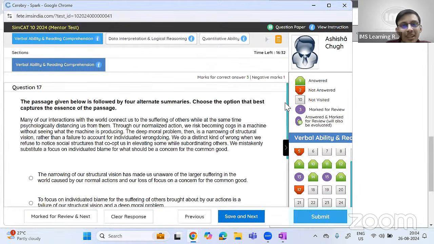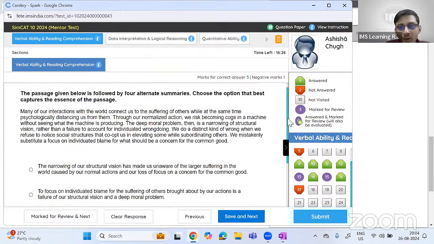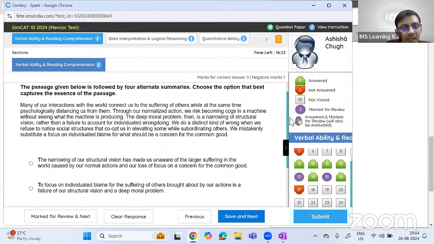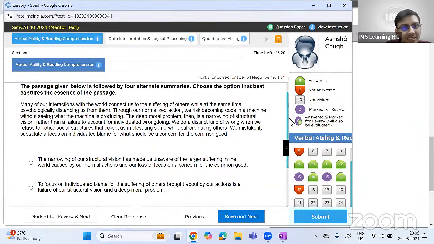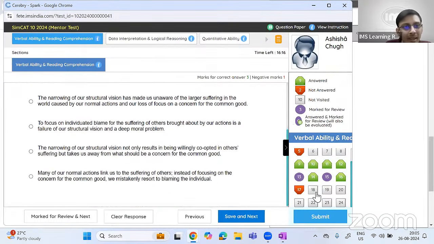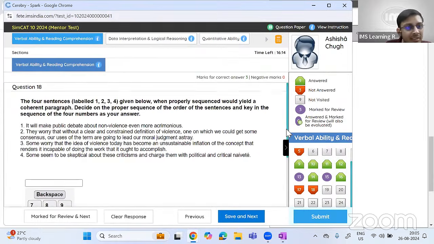See, normally I would attempt the fourth one, but of course I'm a bit slower because I'm reading things out. But anyway, let's come to VA. Many of our interactions with the world connect us to the suffering of others, while at the same time psychologically distancing us from them. "Normalized" seems to be a bit abstract. I would not want to go with this.